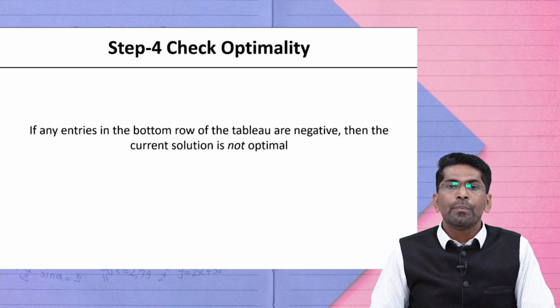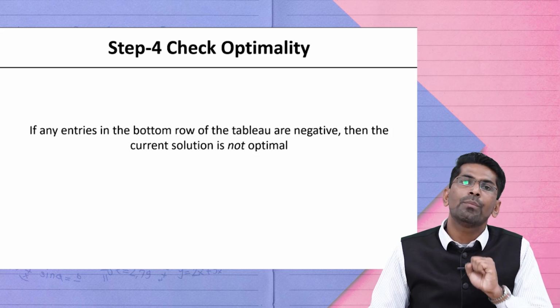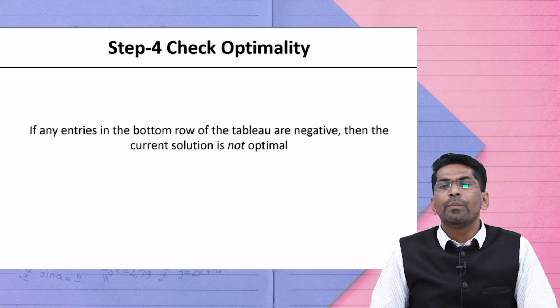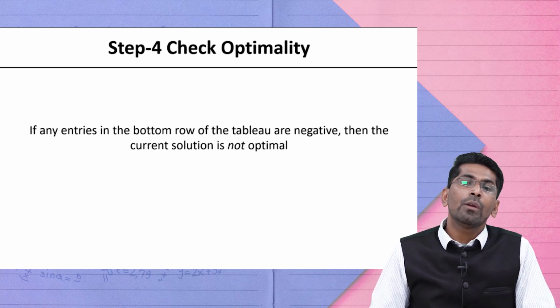Now the next step is to check optimality. After setting up the table for the given linear programming problem, the next step is to check whether the given solution is optimal or not. How are we going to check the optimality?